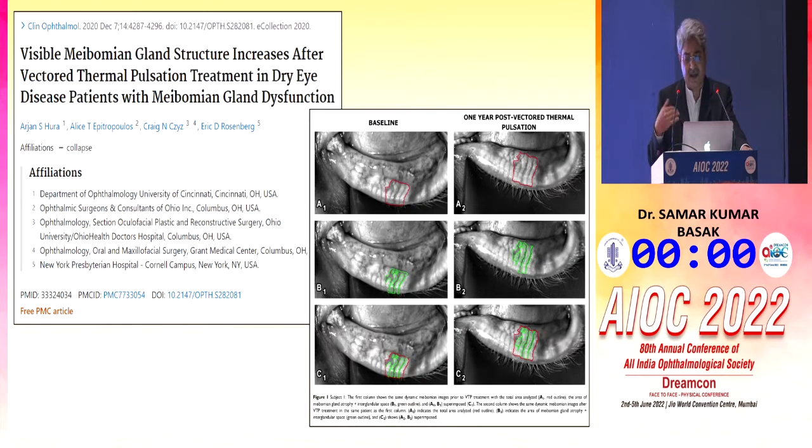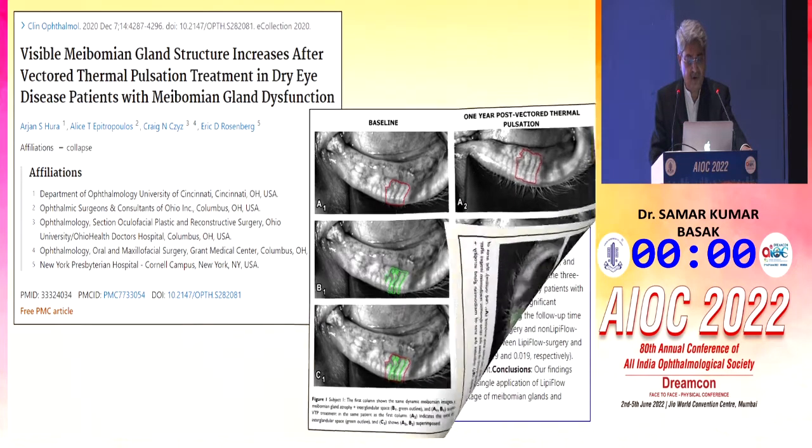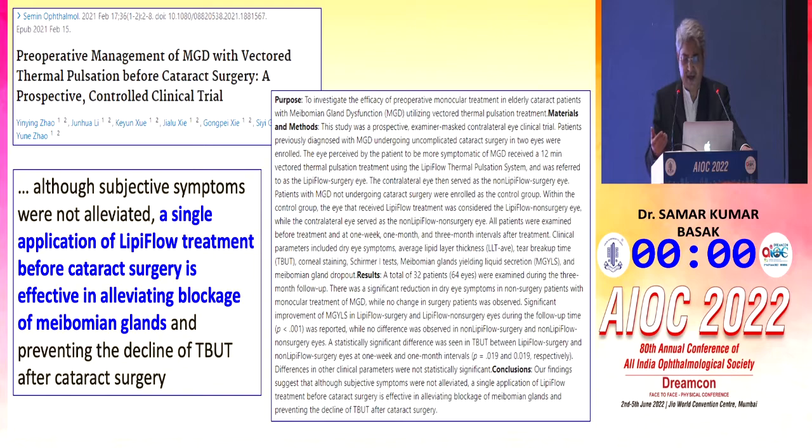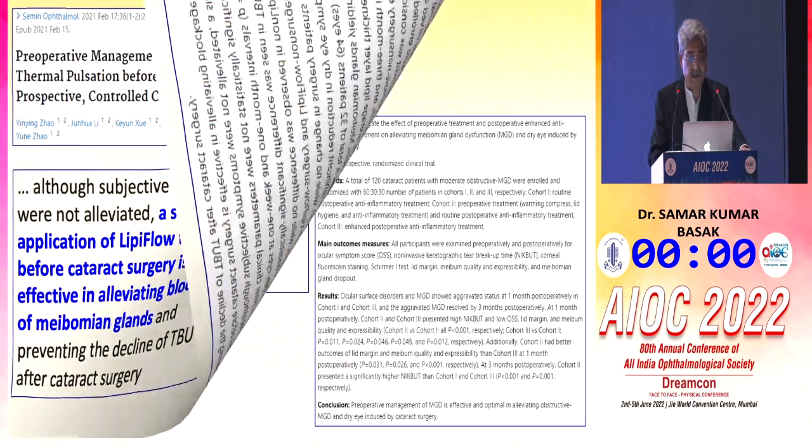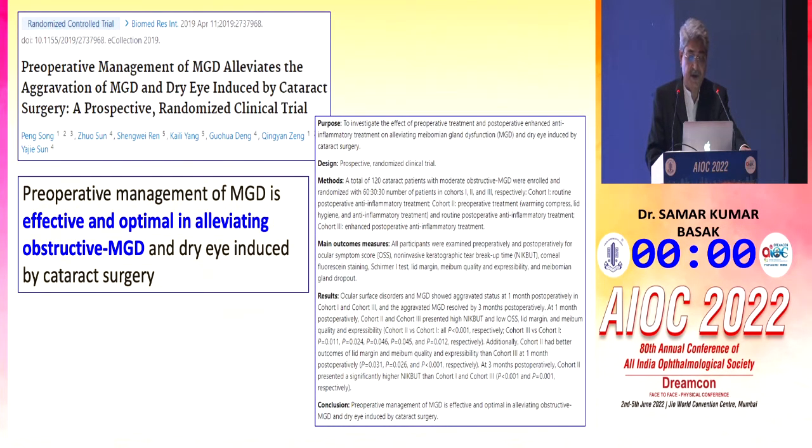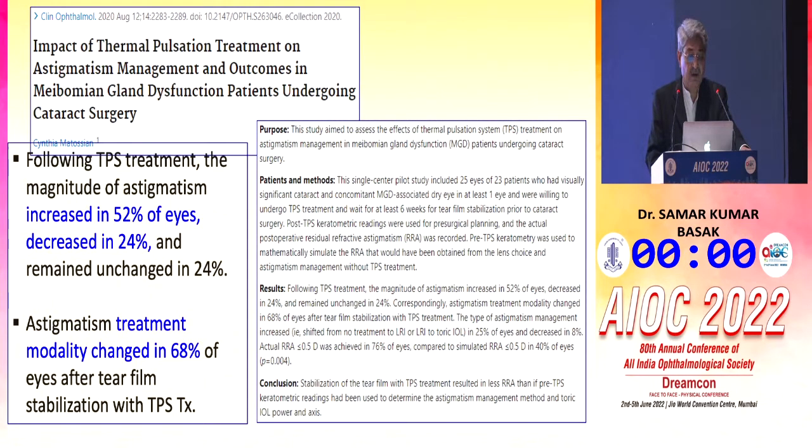And people have shown improved meibomian gland structure after doing LipiFlow. Other papers are coming currently because this is a new system of the last 5-6 years. A single application of LipiFlow treatment before cataract surgery is effective in alleviating blockage of the meibomian gland and preventing the decline of TBUT after cataract surgery. Preoperative management of MGD is effective and optimum in alleviating obstructive MGD and dry eye induced by cataract surgery. This is also called thermal pulsation therapy.